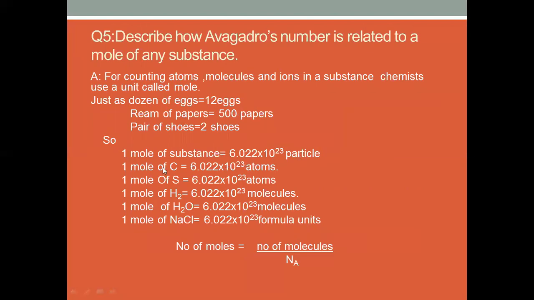For example, one mole of carbon is Avogadro's number of atoms, and one mole of sulfur is Avogadro's number of atoms. Hydrogen is a molecule, so it is Avogadro's number of molecules. Water is a compound, and compounds are made up of molecules, so it is Avogadro's number of molecules. Sodium chloride is an ionic compound, so we use Avogadro's number of formula units. The number of moles is the number of molecules divided by Avogadro's number.